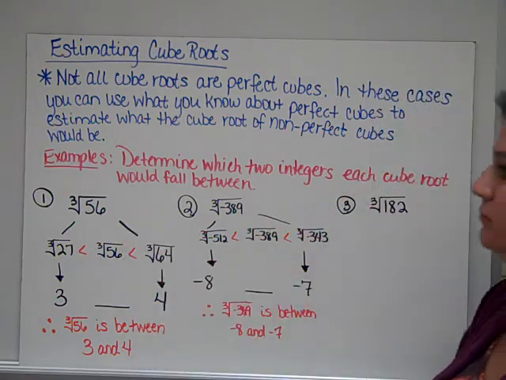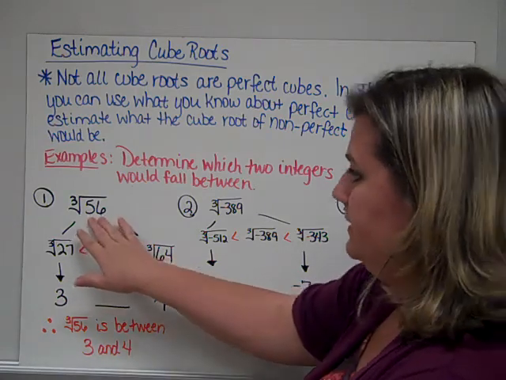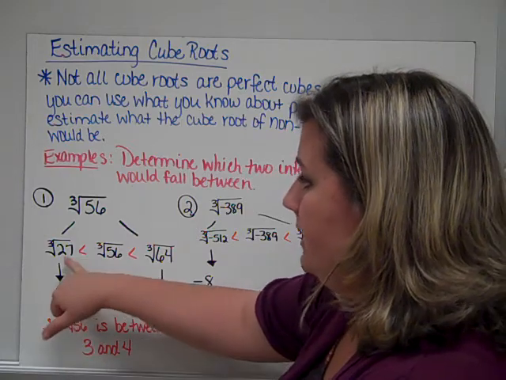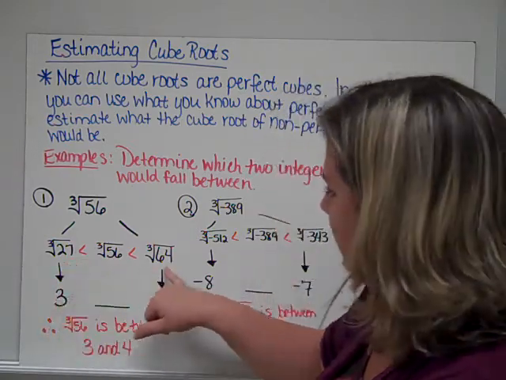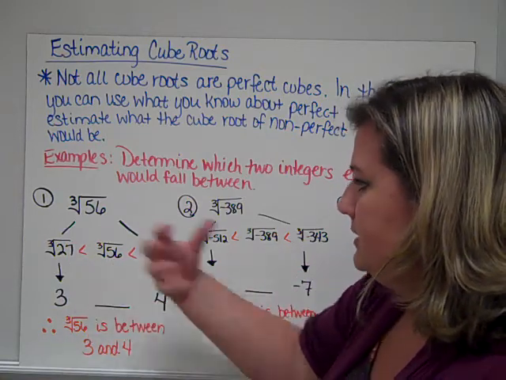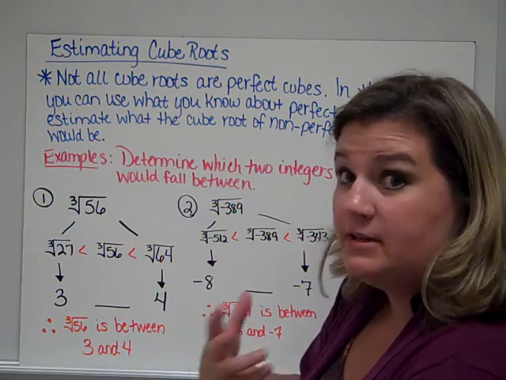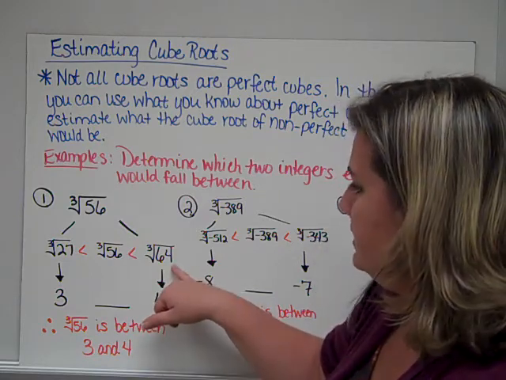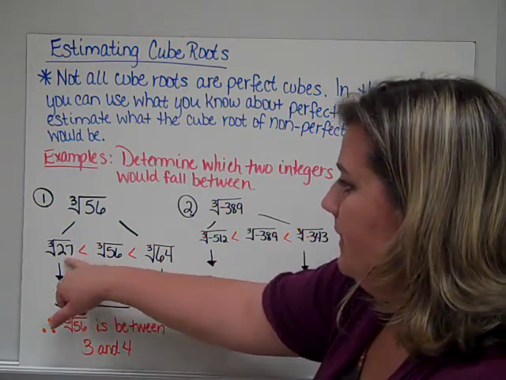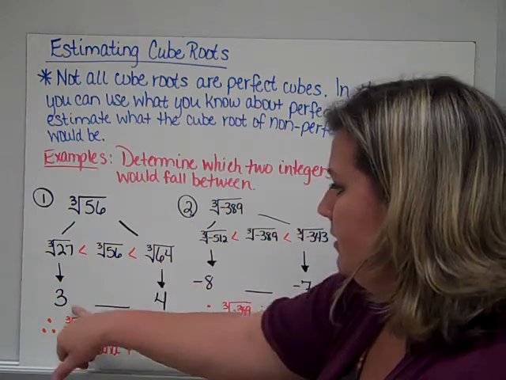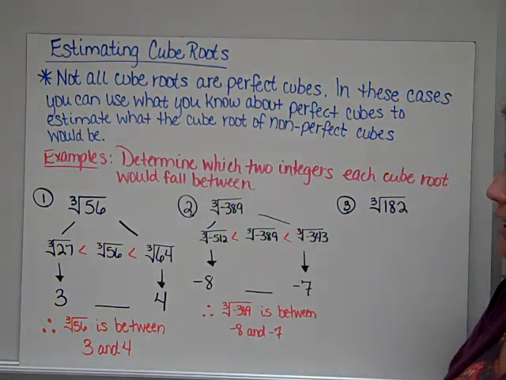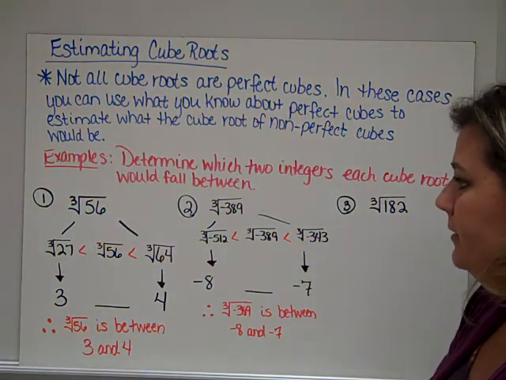So number 1, when you look at the cube root of 56, okay, I know the perfect cube 3 is the cube root of 27. Then I know that comes before the cube root of 56. Well, then to get an integer after that, to have consecutive integers, the cube root of 64, which is 4. So I know that looking at these 2 integers, the cube root of 56 falls between 3 and 4. Okay?